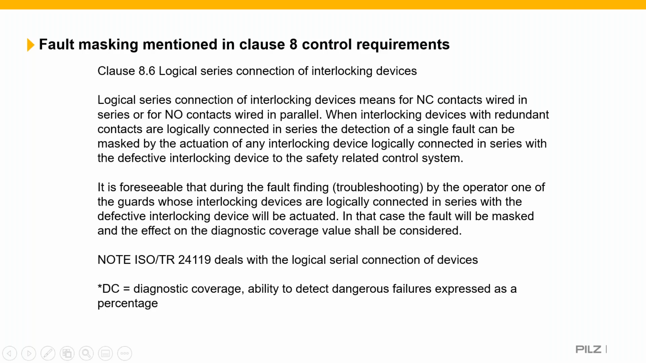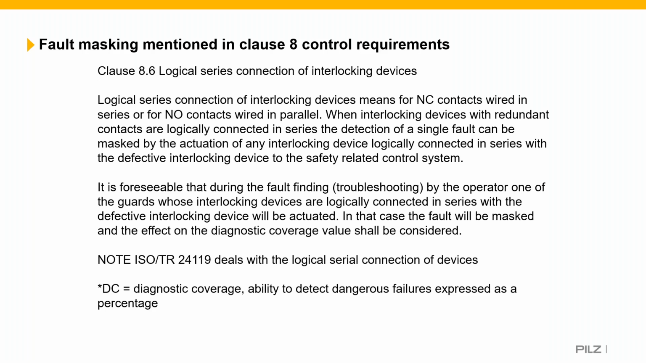24119: evaluation of fault masking, serial connection of interlocking devices associated with guards with potentially free contacts. This is a technical report dealing with a specific case of how to deal with the serial connection of interlocking devices, and the influence on the diagnostics capabilities of the safety interface. DC equals diagnostics coverage, the ability to detect dangerous failures expressed as a percentage.